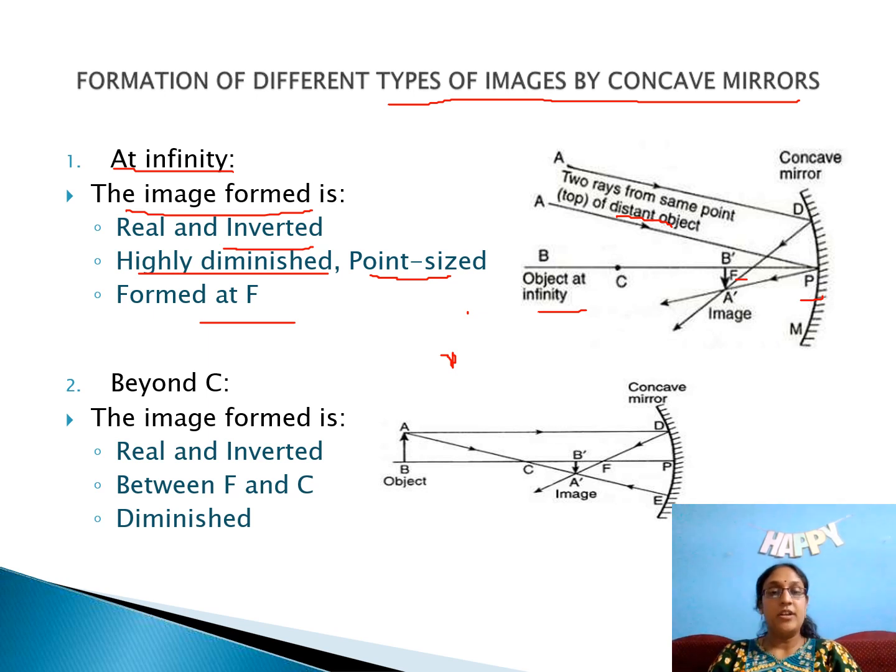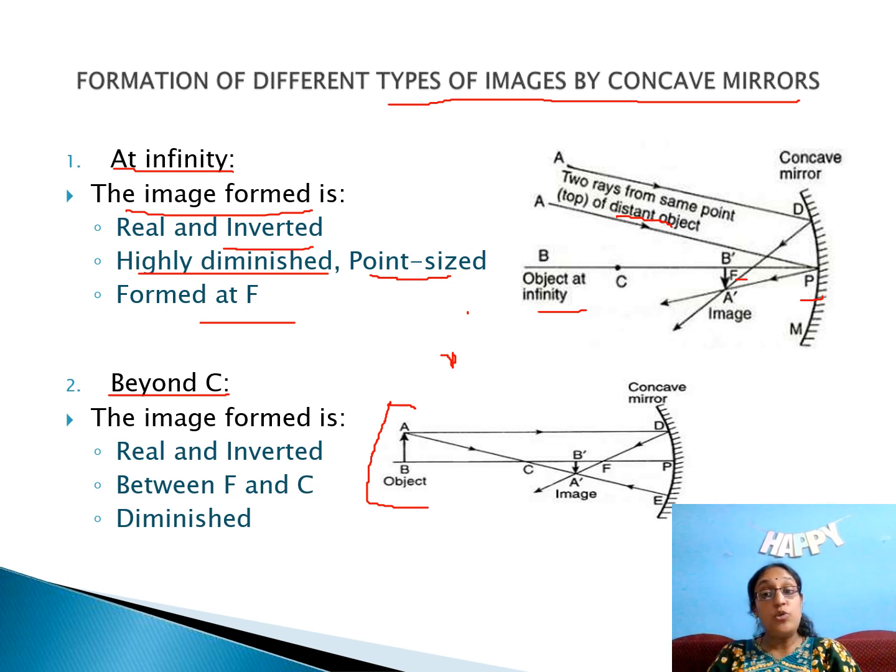That is your first position. What will be your second position? Behind C. So what is behind C? This is your center of curvature, right? So behind the center of curvature, you are placing the object over here. See, AB is the object over here, and you are keeping it behind C. So what happens here is one ray.